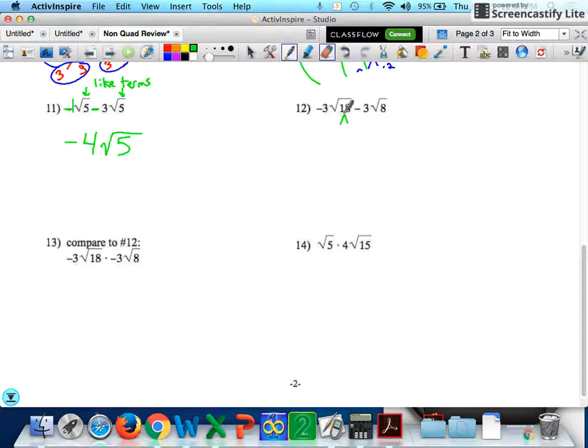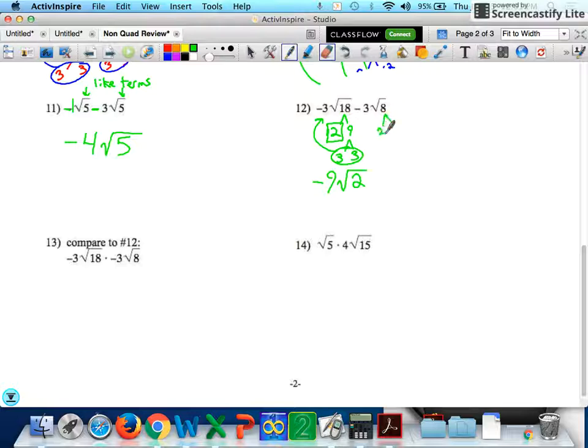So let's do that. 18 will break down into 2 and 9, which breaks down into 3 and 3, and there's a pair of 3s that are going to pop out front with a 2 staying behind. The pair of 3s come together when they come out, they get square rooted, and we get a -9 square root of 2. That square root of 2 is because that got left over.